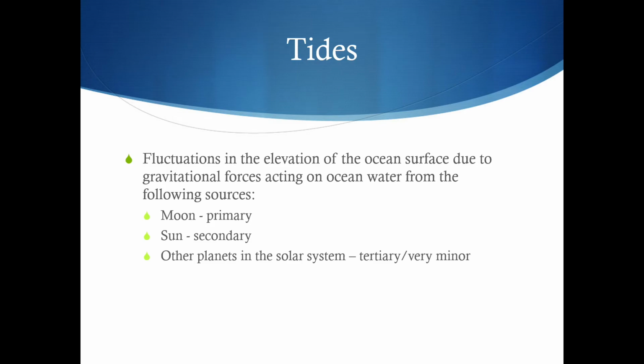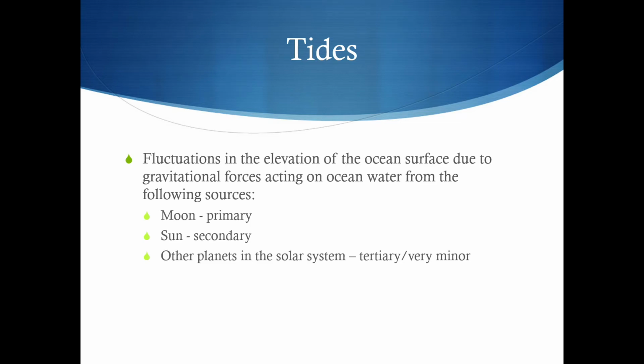We've all heard of tides before, right? Tides are fluctuations in the elevation of the ocean surface due to the gravitational forces acting on ocean water from astronomical sources, the main two being the moon and the sun. Now, other planets in the solar system do affect our tides. However, their effect is minimal. The moon and the sun are the primary and secondary.